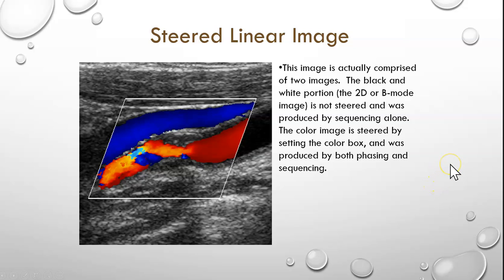This is a linear image, and you can see portions of it are being steered. So the color is being steered from the top to the bottom, right to left. And so this is what we would call a duplex image, in that we have both a B mode and a color mode on top of each other. So anytime you have two modes on top of each other, we can call it duplex, but that's not the typical use of duplex. Typically, duplex refers to a Doppler tracing of an image that's displayed with spectral Doppler.